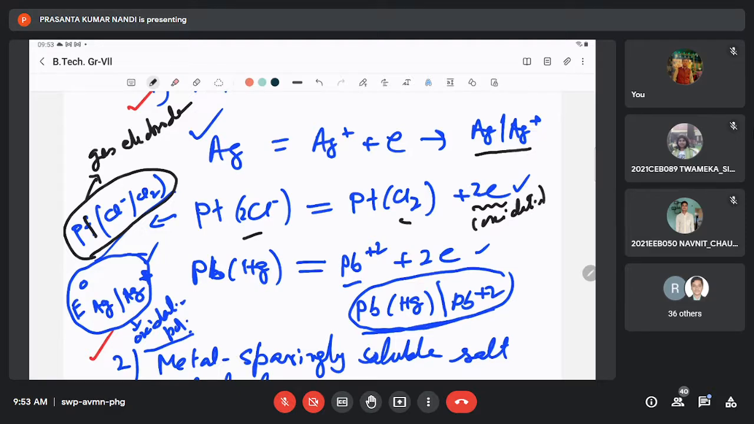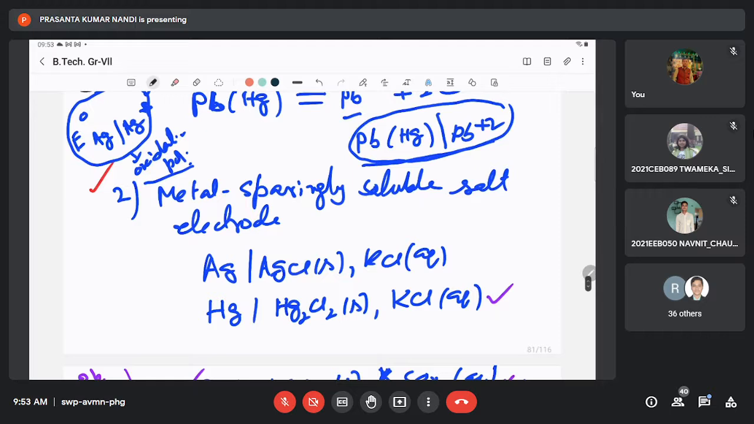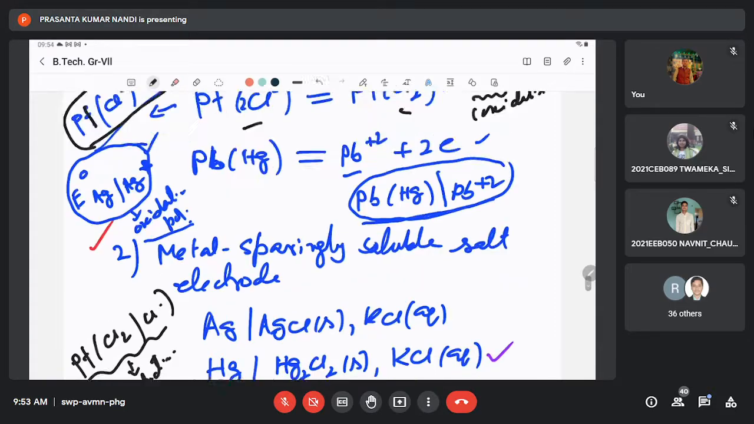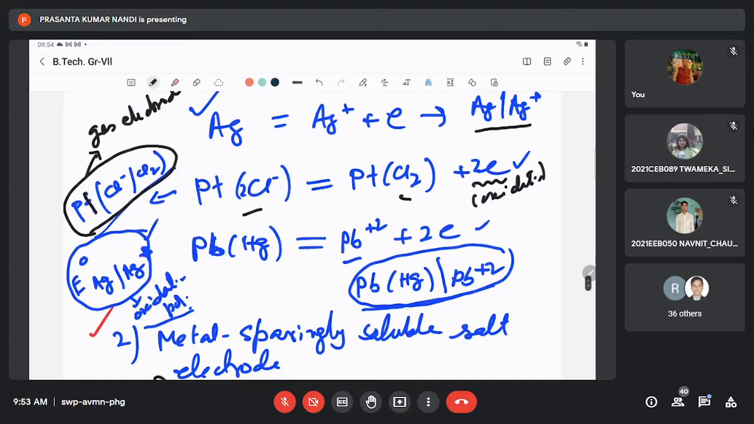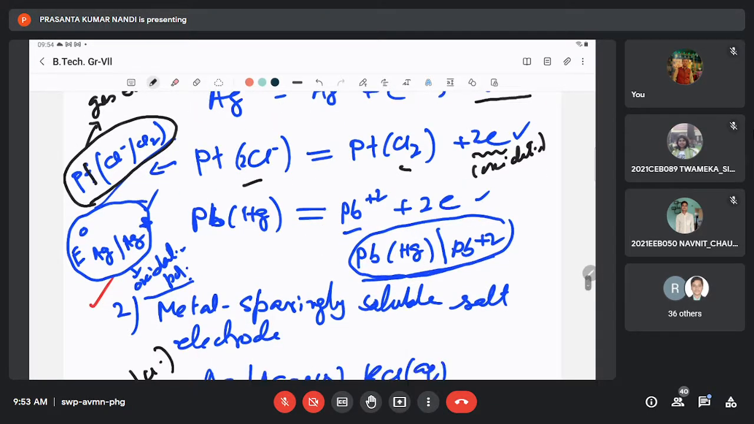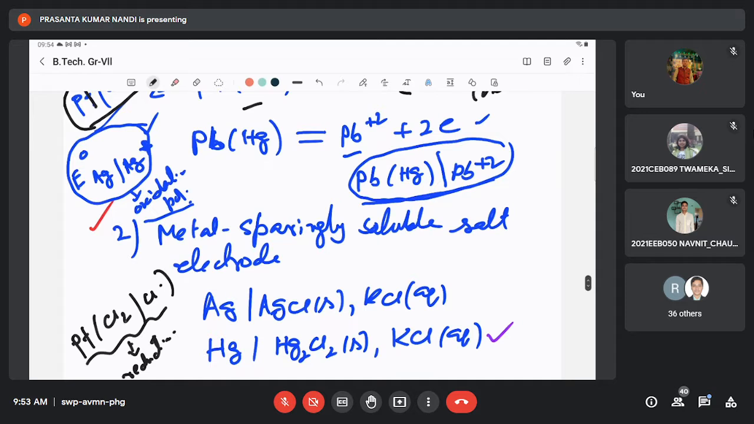If you write the gas cell reaction, say Pt, Cl2 to Cl minus, then this electrode potential represents a reduction, because reduction occurs. Here oxidation occurs, the reverse reaction. For the reverse reaction, the electrode representation should be like this: Pt, Cl2, vertical line, Cl minus.